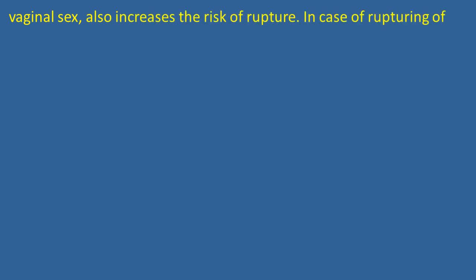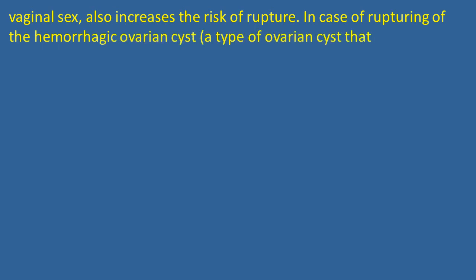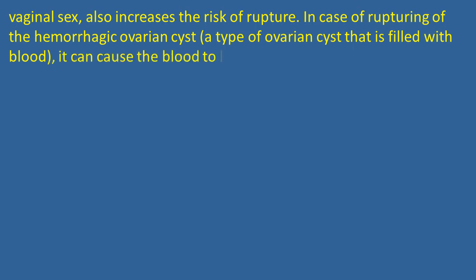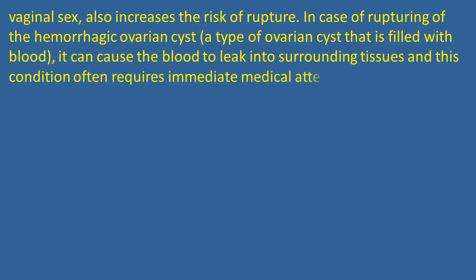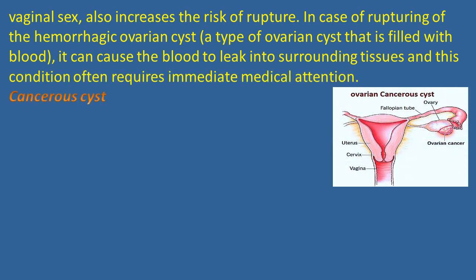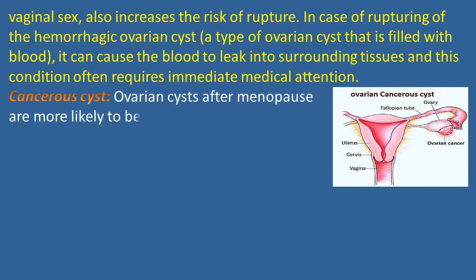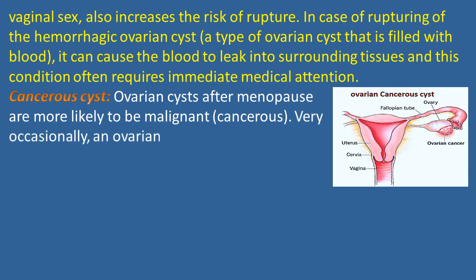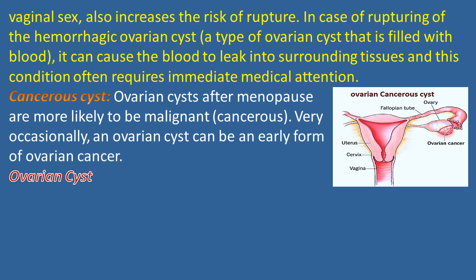In case of rupturing of a hemorrhagic ovarian cyst, a type of ovarian cyst that is filled with blood, it can cause the blood to leak into surrounding tissues, and this condition often requires immediate medical attention. Cancerous cyst. Ovarian cysts after menopause are more likely to be malignant, cancerous. Very occasionally, an ovarian cyst can be an early form of ovarian cancer.